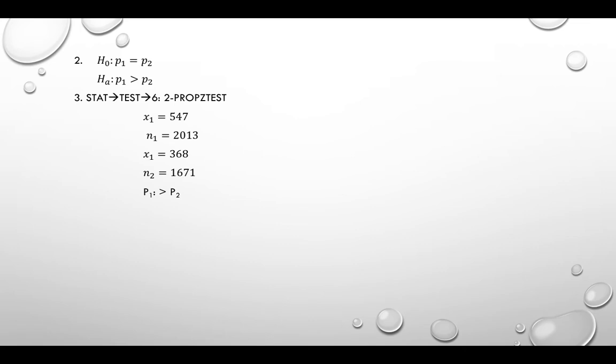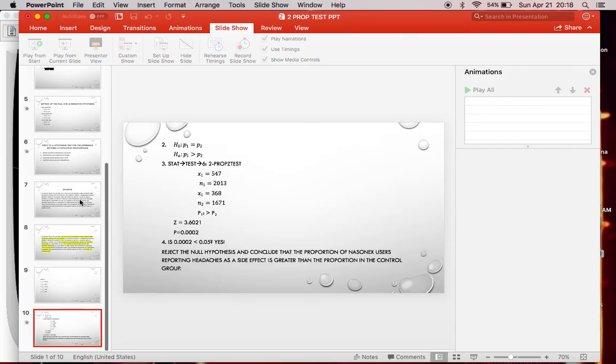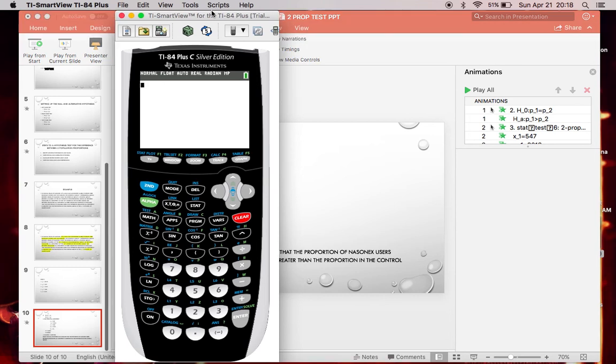Now step 3, in the calculator, you're going to go to stat, you're going to go to tests, number 6, 2-prop z test. X1 is going to be 547, N1 2013, X2 368, N2 1671, and then the last step it asks for is P1. Are we saying that's less than, greater than, or not equal to? Not in that order, however, and we're saying it's greater than. So I showed you this in the PowerPoint, and now I'm going to exit the PowerPoint real quick, and show this to you in the calculator.